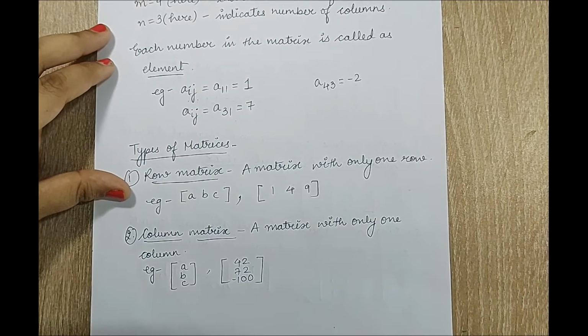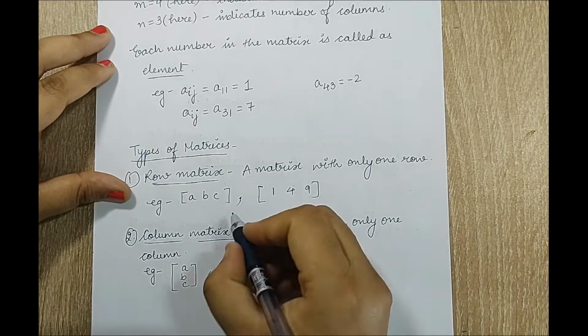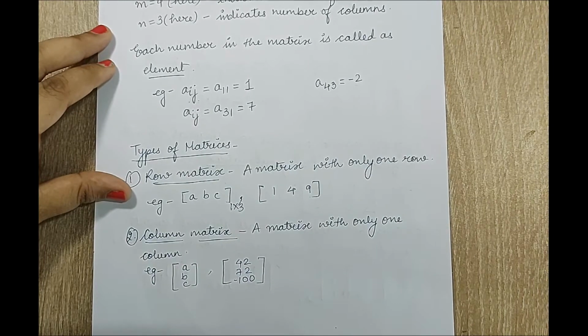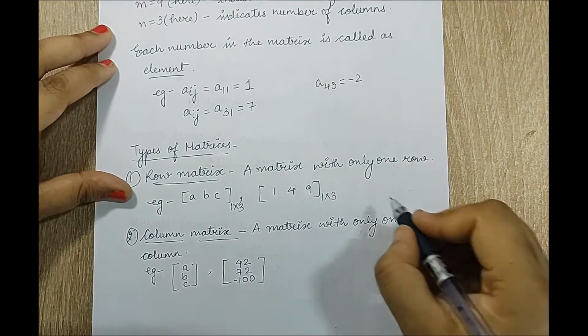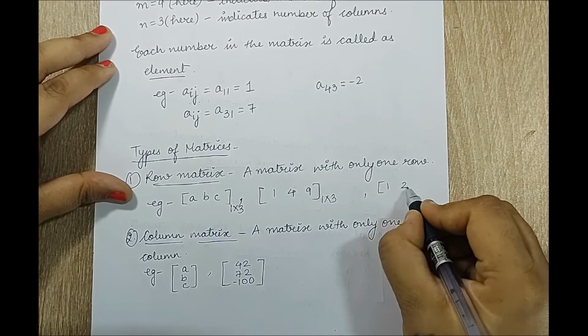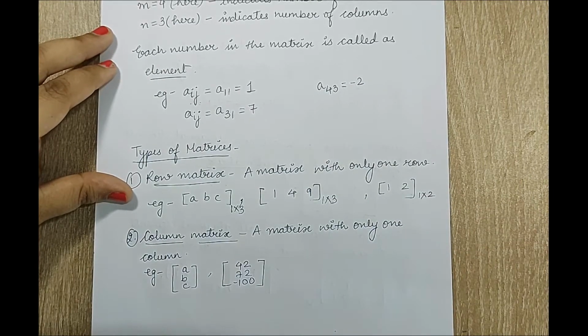Now I'll just write down something for you. This is a row matrix. As you can observe, there is only one row, correct? So the number of columns is going to be 3. So 1 by 3 is the order of the matrix. Same way here also I have written 1 by 3. If you want, you can write a 1 by 2 also. Say it is 1 and 2. This is 1 row, 2 columns. So this is also called a row matrix.